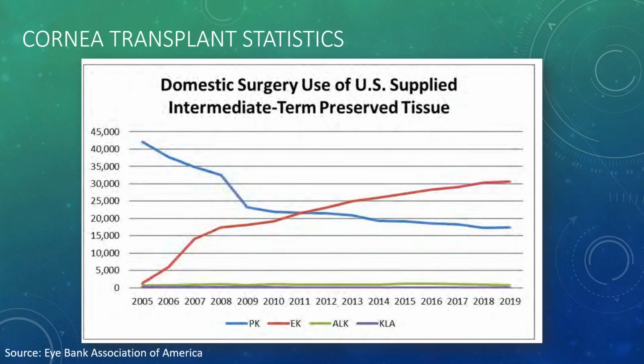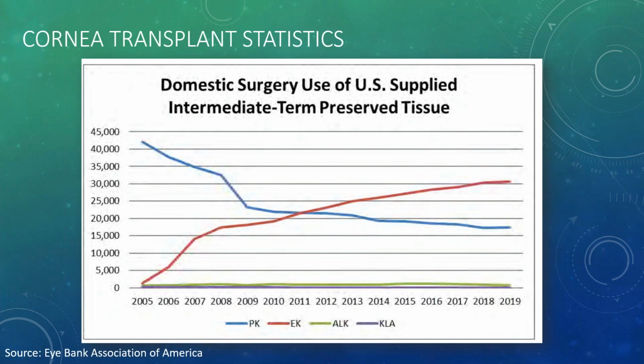This is going from 2005 to 2019 and looking at the trend of keratoplasty in the United States. And this is based on tissue that they distributed to surgeons. The blue line is full thickness corneal transplant. So you can see that in 2005, we did roughly 42,000 PKPs. In 2019, that number was less than half of that, 17,000, something in that range.